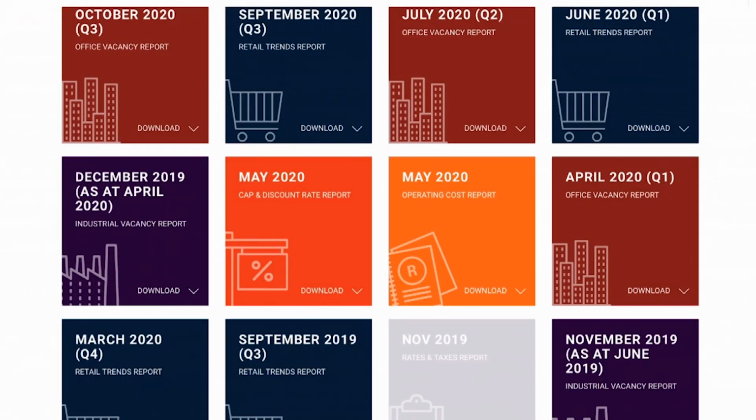And this is the kind of format that you can get the information, so it's really clear. So you can see that the information is issued per quarter, and you've got office vacancy reports, you've got retail trend reports, you've got industrial vacancy reports. So these are very powerful mechanisms to get an overview of the market.